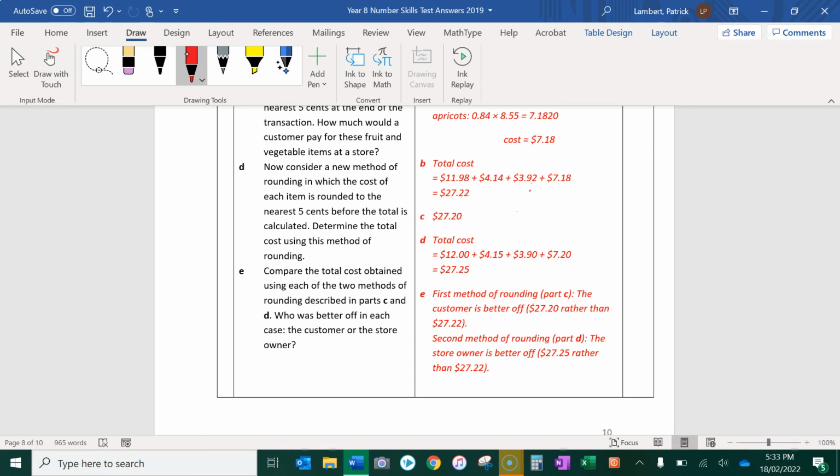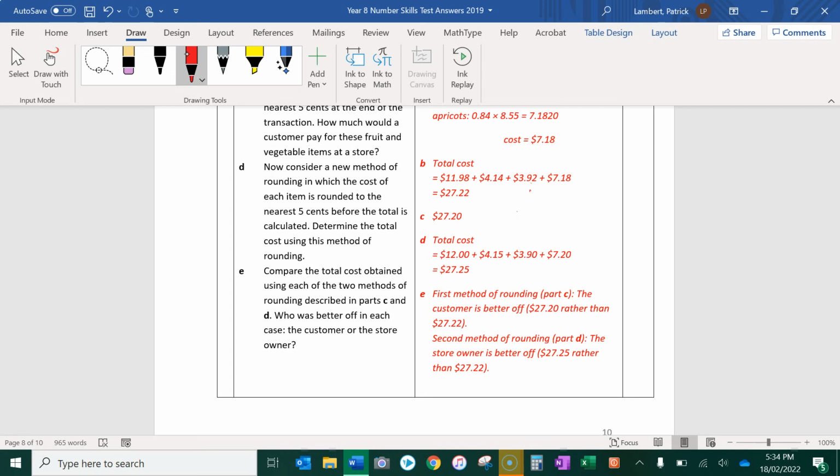So before you do this total, $11.98 becomes $12. $4.14 becomes $4.15, $3.92 becomes $3.90, $7.18 becomes $7.20. When you do it that way, the total then becomes $27.25. Compare the total cost obtained using each of the two methods of rounding described in Part C and D. Who was better off in each case, the customer or the store?